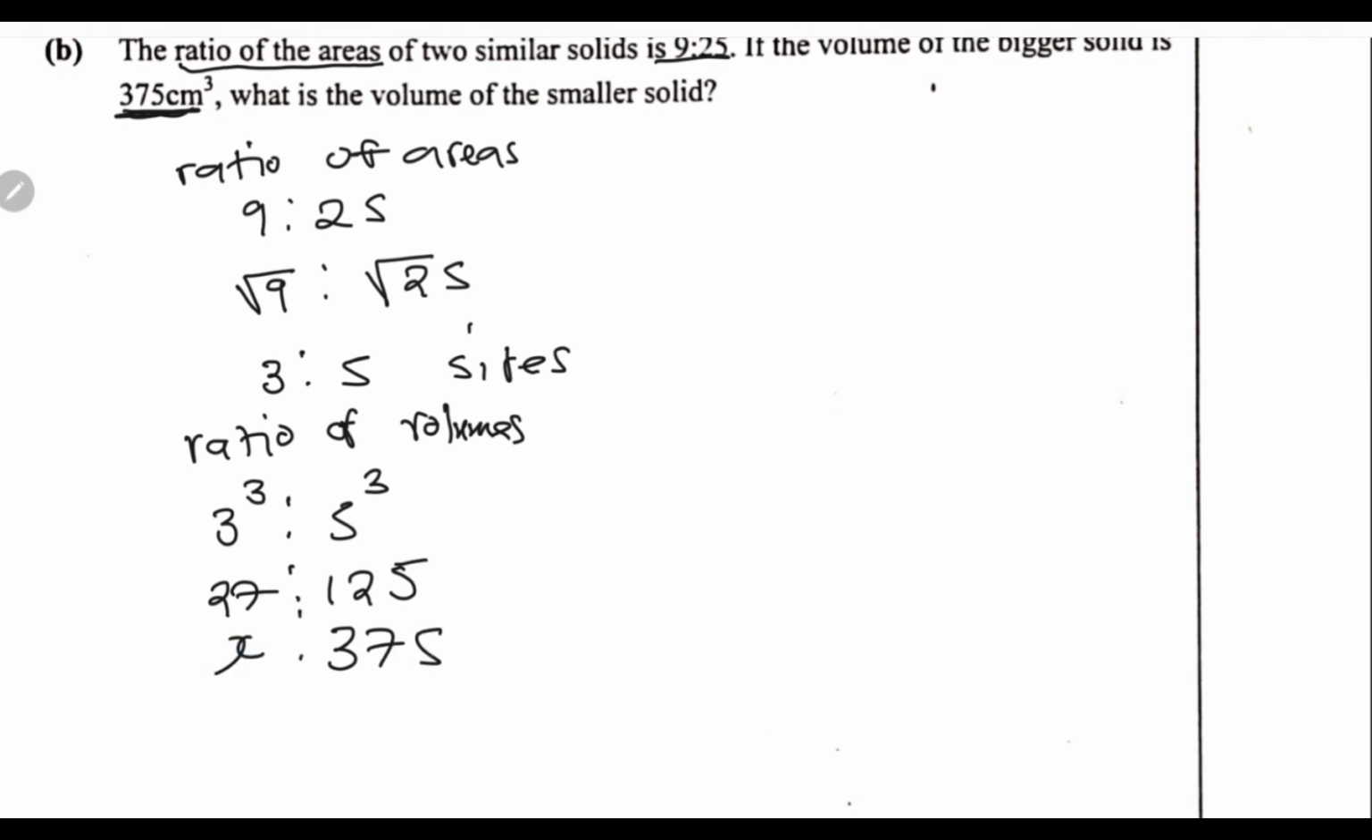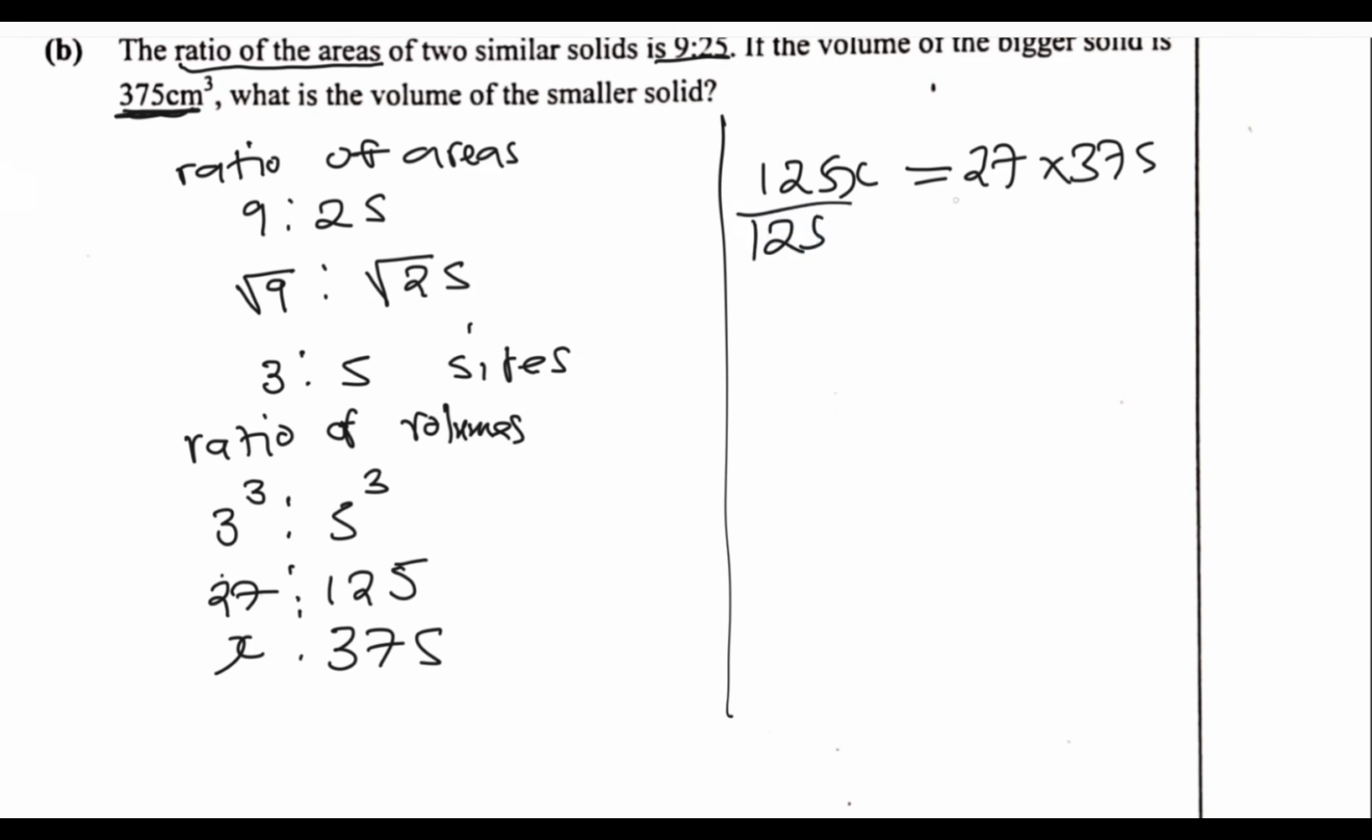So what are you going to do? What you're going to do is simply cross multiply. So I'll cross multiply, I'll solve it from the other side. So this is going to be 125 multiplied by x. It will be 125x is equal to 27 by 375. So as I said earlier, you don't need to do any multiplication, so you're just going to divide 125 this side and you divide 125 the other side.